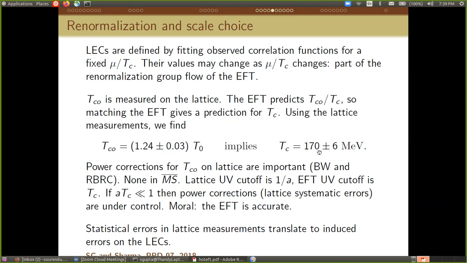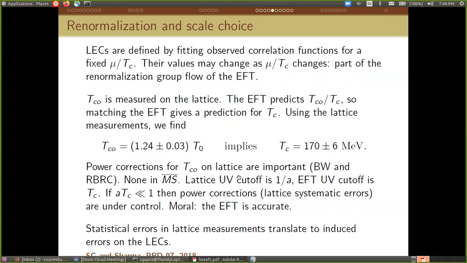Okay, is everything under control? Is this number believable? No. On the lattice, power corrections are important. This has been shown by two collaborations, which are the Budapest-Wuppertal and the RIKEN-Brookhaven, et cetera, collaboration. Okay, the power corrections for TCO. But there are no power corrections in MS bar. So the lattice has power corrections, but this result has no power corrections. So how are we sure that this estimate of mine doesn't have systematic errors?